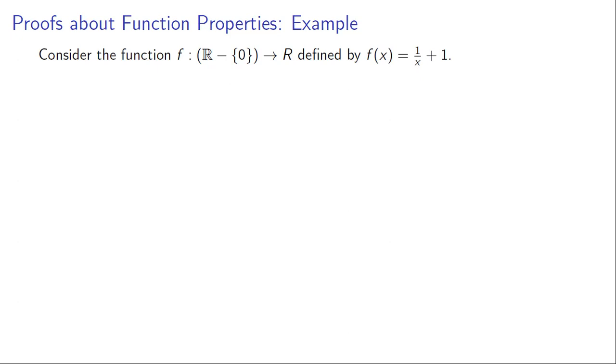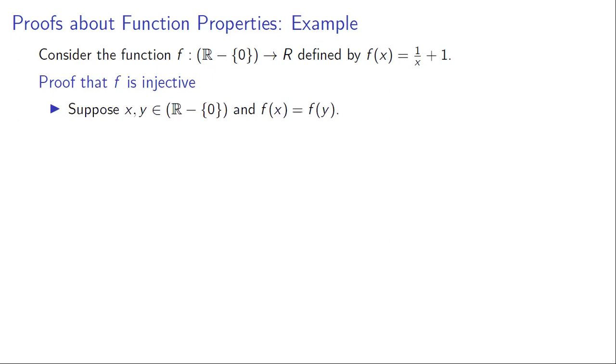All right, let's prove some things about this function. So let's prove that f is injective. Suppose we have x and y in the domain, and f of x is equal to f of y. Well, based on the definition of the function, f of x is 1 over x plus 1. f of y is 1 over y plus 1. We know that f of x is equal to f of y, so these two things are equal. Well, we can subtract 1 from both sides, so we have 1 over x is equal to 1 over y. Now, if 1 over x is equal to 1 over y, it must be that x is equal to y.